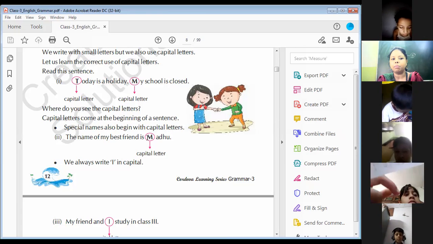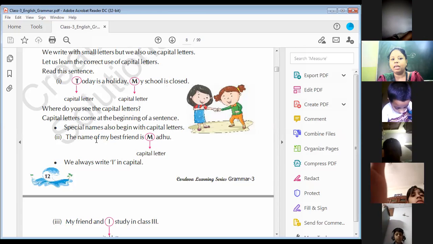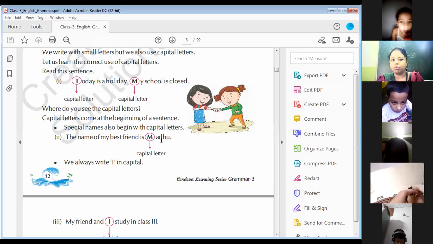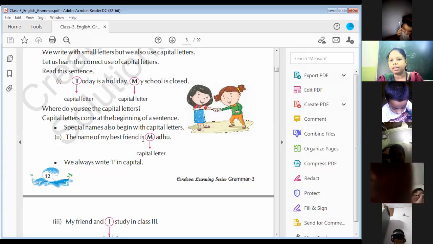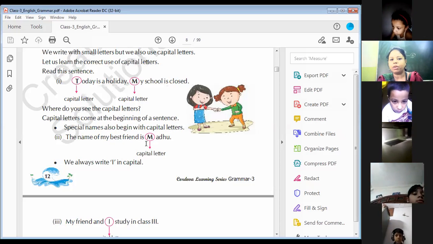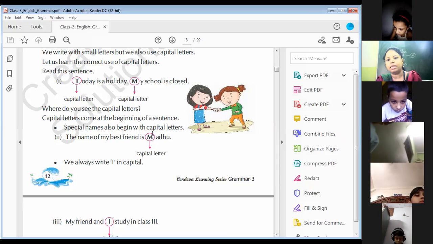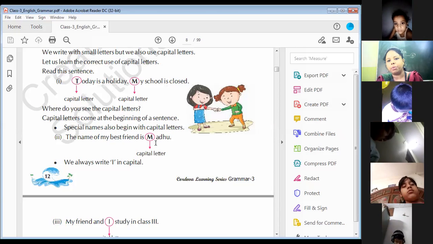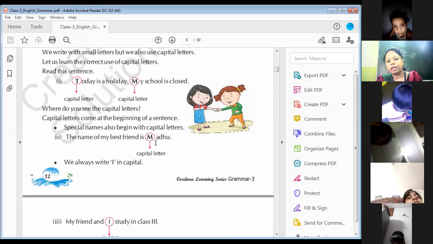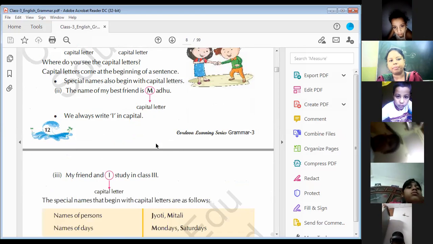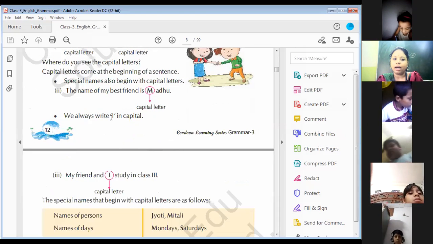Whenever we are writing somebody's name, like here you can see, my best friend is Madhu, the first letter is written in capital. Whoever's name we are writing, like Rishika, then R should be capital. Sarthak, then S should be capital. We always write I in capital.